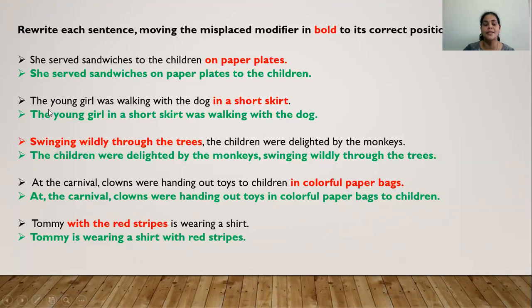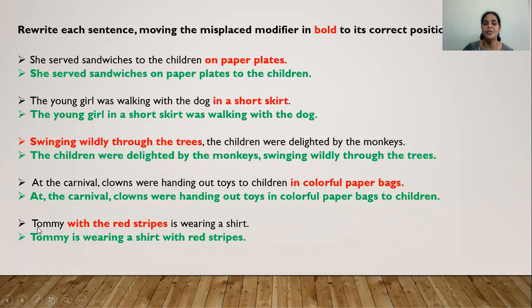Now quickly with the second sentence. The young girl was walking with the dog in a short skirt. A dog will not wear a short skirt, isn't it? So: The young girl in a short skirt was walking with the dog. You understood? The same way: At the carnival, clowns were handing out toys to children in colorful bags. Now, children won't be in colorful bags, isn't it? So the toys were handed out in those colorful bags. At the carnival, clowns were handing out toys in colorful paper bags to children.